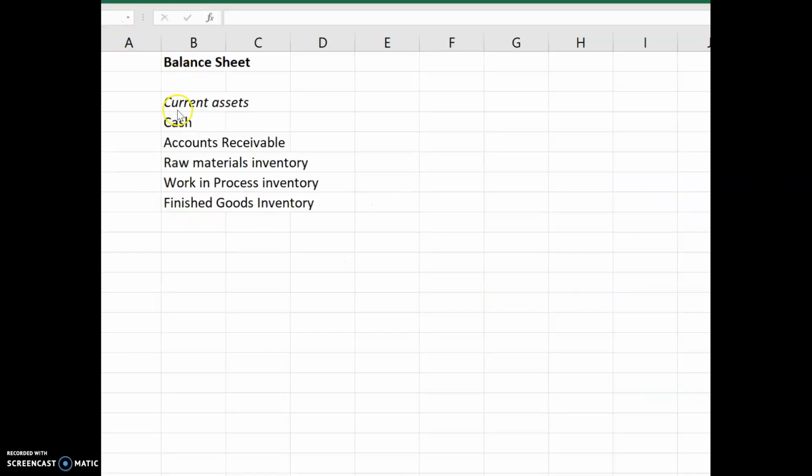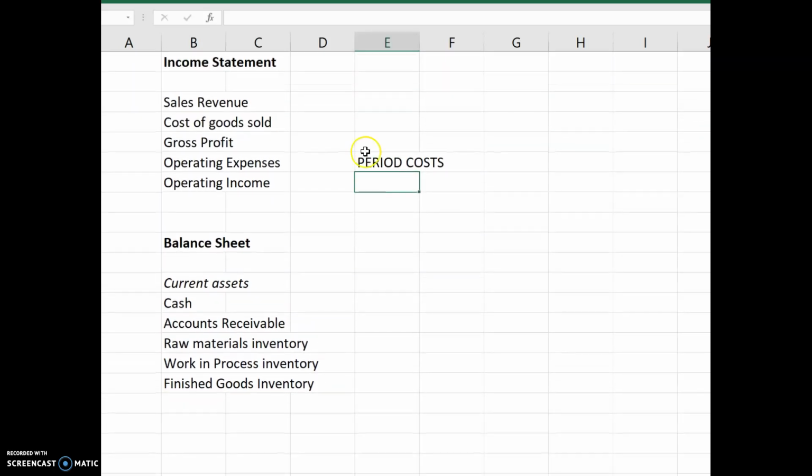So on our balance sheet, we know if we first show our assets, our current assets are those assets that we're going to use up within a year. We've got cash, we've got accounts receivable, and then we can see we've got raw materials inventory, work in process inventory, finished goods inventory. So those product costs are going to be recorded in these accounts. Okay. When they get sold, they're going to show up on the income statement as cost of goods sold. When you sell your finished goods, it becomes part of your cost of goods sold.